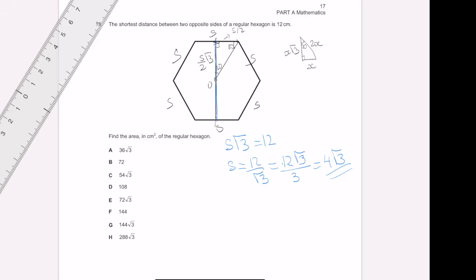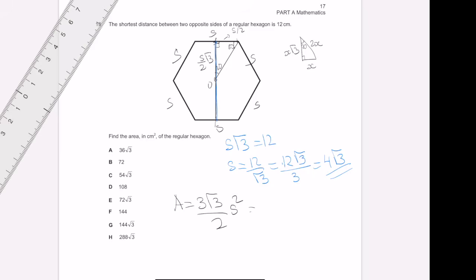Now, the next step is just to remember the area of a hexagon. You can derive that pretty easily just by looking at 6 equilateral triangles. But the area is just going to be 3 root 3 over 2 times s squared. Occasionally you get questions involving that. It's just the sum of 6 separate areas. And if you forget this formula, you can derive this pretty easily.